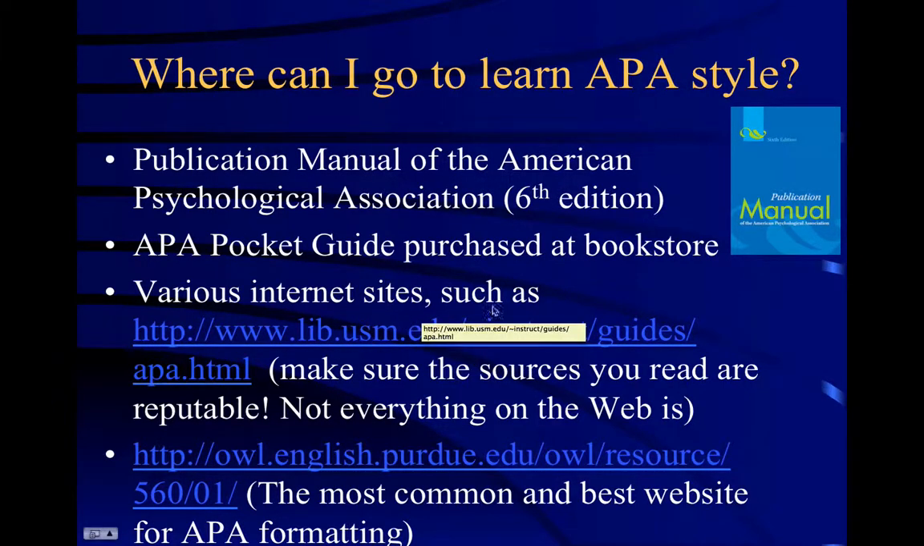Various internet sites are available as well. This one here, you can go to that one. Make sure the sources you read are reputable. Not everything on the web is, so make sure you are using the ones that we are suggesting. This one and then the OWL English Purdue website as well. That's one of the most common ones and the best website for APA formatting.